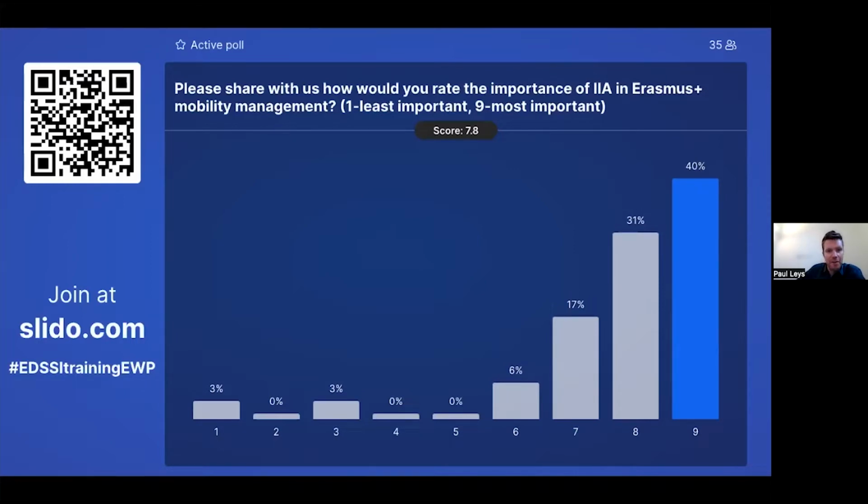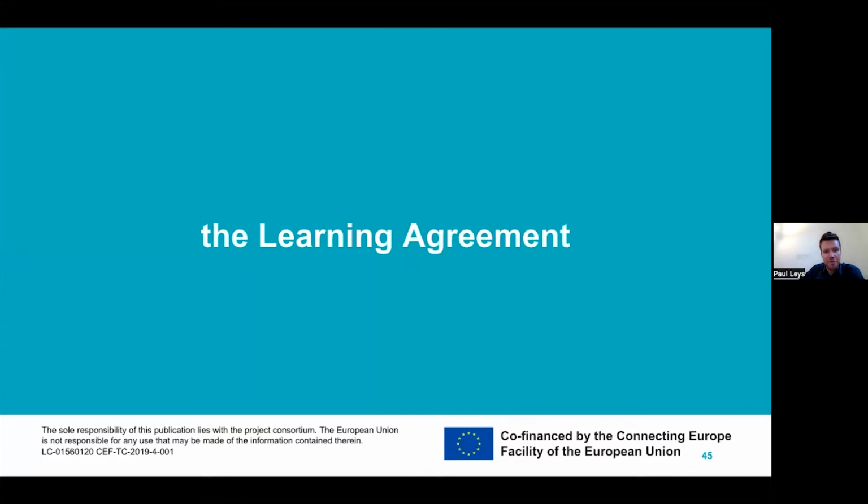So my vote would go towards 8 or 9 as well, because it's the very start of what you need to do when you want to exchange student mobility for study students. So thank you for voting.